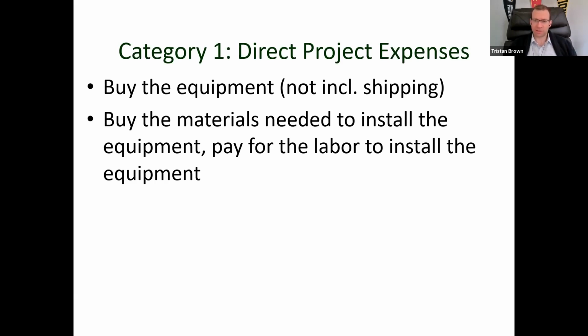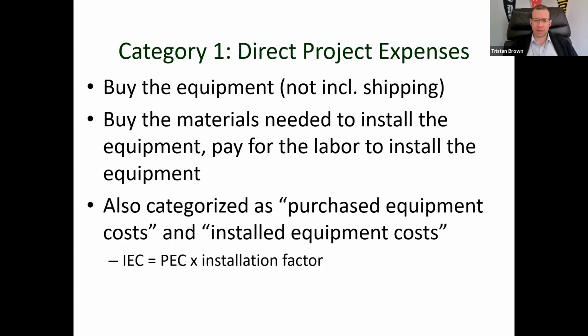And so you can look at this as, right, you ultimately buy something off of Amazon that requires self-assembly, right? You're buying the equipment, whatever's coming in the box, you're buying the materials, the screwdriver or whatever type of equipment you need. Those would be your direct project expenses, right? So pretty simple, pretty easy to understand, right? It's your equipment. This is also categorized as purchased equipment costs and installed equipment costs.